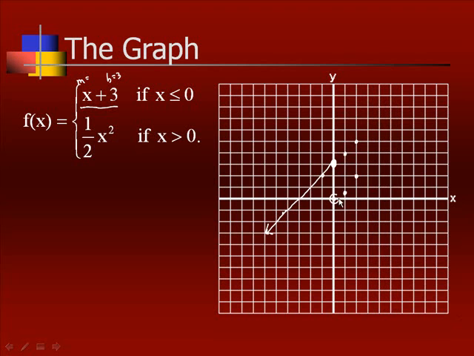Now what I'm going to do is put an open circle on 0 because it doesn't work for x equals 0. And then we're going to shade our little parabola on out like this. So the graph of this piecewise-defined function looks like this right here.